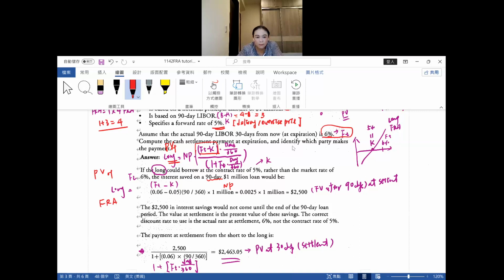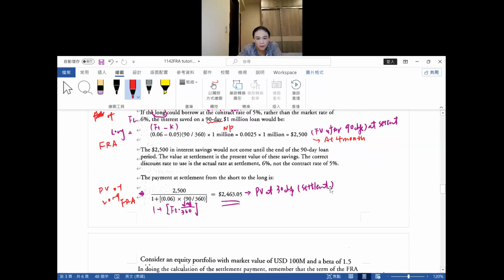So 2,500. This is not the present value yet. This is basically the settlement day, at 1 month, at the 4th month, 90 days later. So this is not yet the PV. PV is here, which we have to discount back for 90 days.